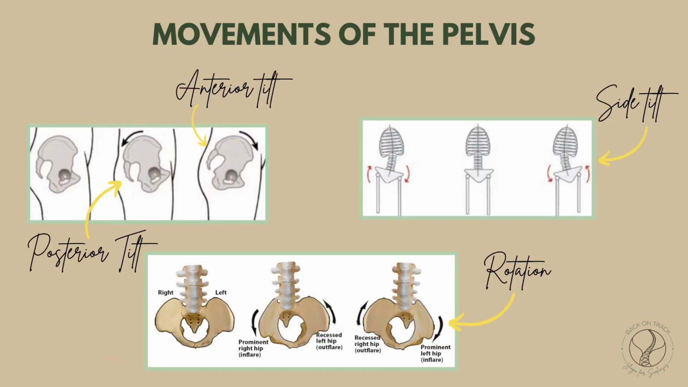The pelvis moves in different ways. It tilts forward, which we call anterior pelvic tilt, and backwards, which is called posterior pelvic tilt. It also tilts sideways to the left and right, and it rotates to the right and to the left. These movements happen in the whole pelvis in one block, but there are also movements in between the bones.